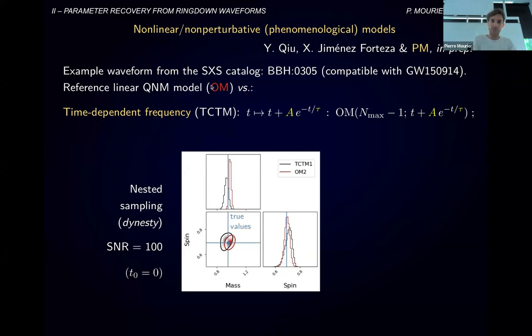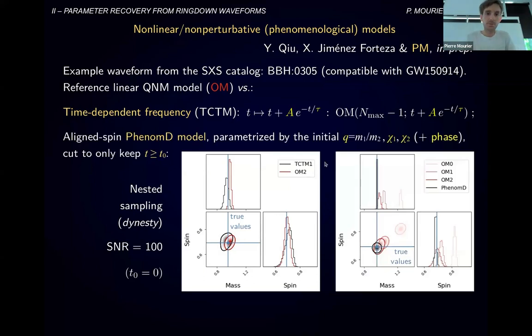We compared it with the overtone models, for instance, to phenomenological models that include some nonlinearities in the time dependence of the model, with an effectively time-dependent frequency, especially at early times. And it has a similar bias in a different direction than the overtone model that has the same number of parameters. And we also considered an inspiral-merger-ringdown model from the PhenomD class, cut off to only keep the ringdown part starting at the peak, of course, which in this case is parameterized by the initial black hole's parameters, from which we extract the final mass and spin, and also has a phase parameter.